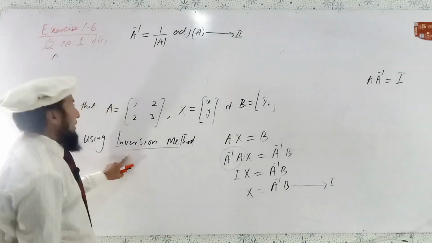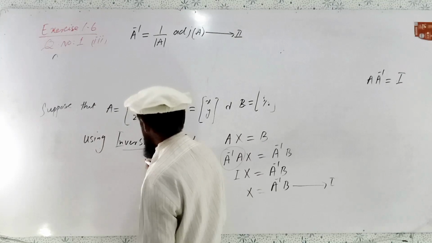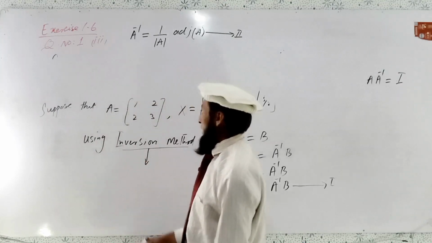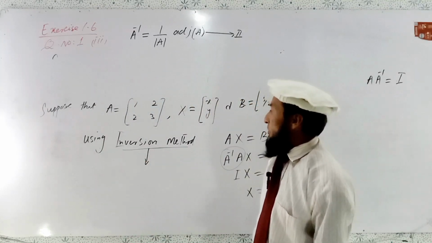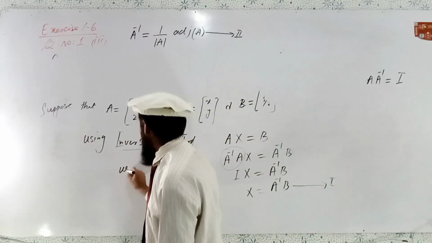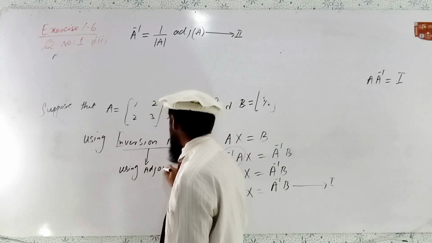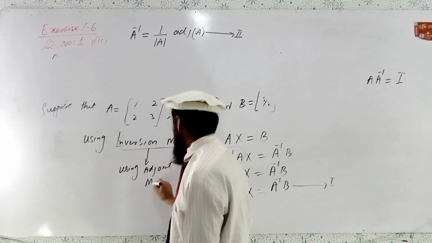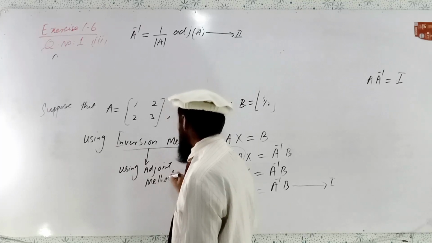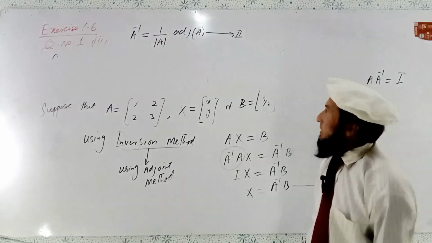The inversion method is also called the adjoint method, in case the paper's question is changed to use the adjoint method. So there will be no confusion; it means that we are using this same method.